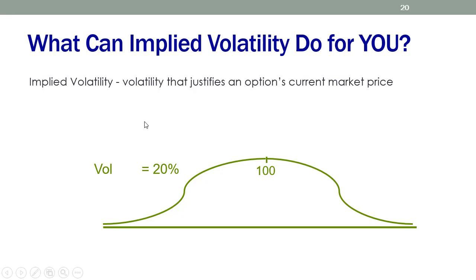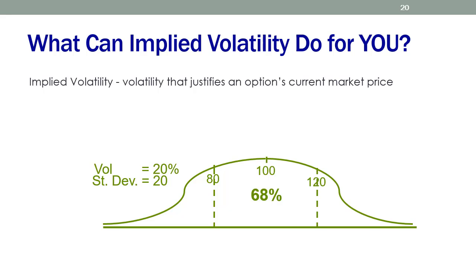Here we go. First of all, you have a stock trading at 100 with a 20% implied volatility. What does 20% volatility mean? It means this: standard deviation. You're like, what? It means the stock can go from 80 to 120, and it's going to stay in that range 68% of the time.